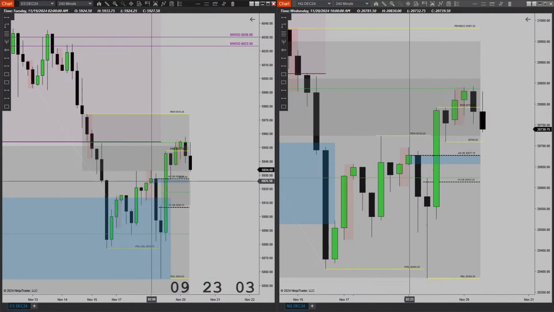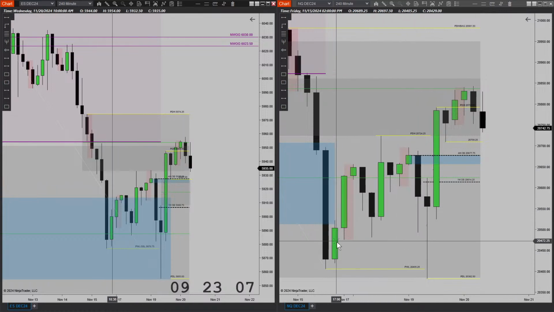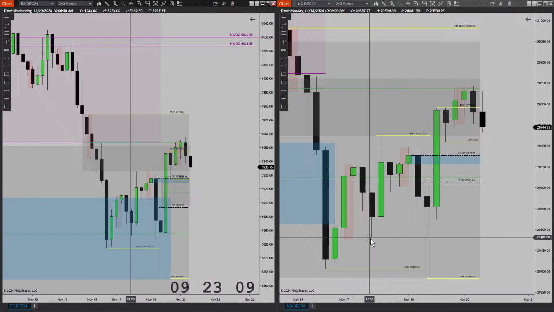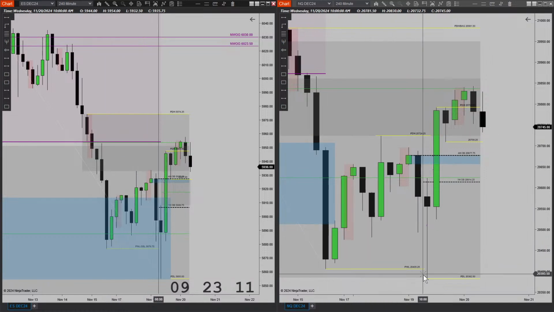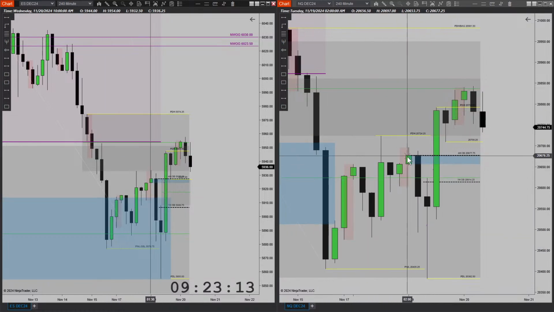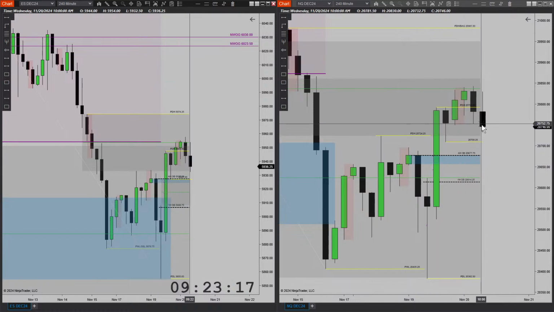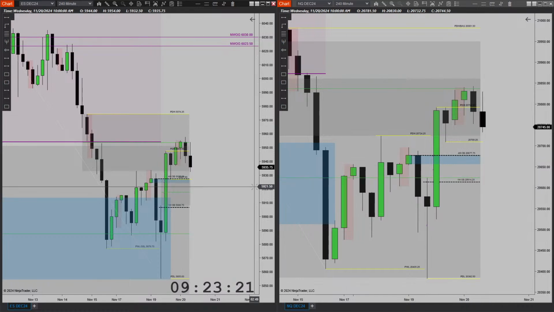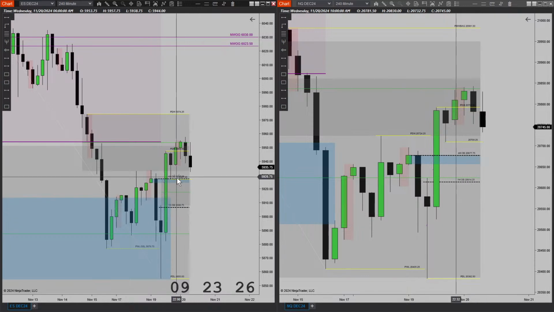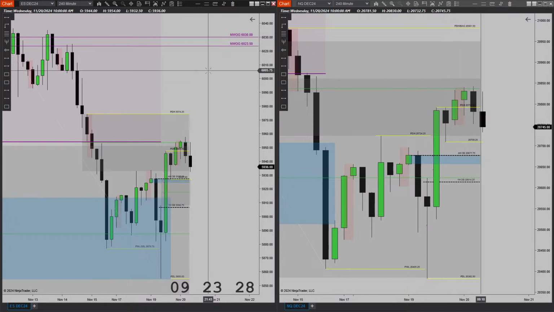I am watching this breaker right here, because we have a unicorn setup. We have a stop run in between the breaker, so that makes it an even stronger case that price may reverse in this area. If we are bullish, I don't want to see price slice through this and close below here. I want to see price hold here, reverse, and then we start that draw higher.